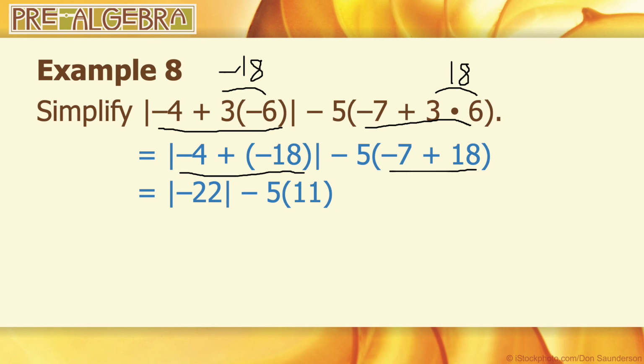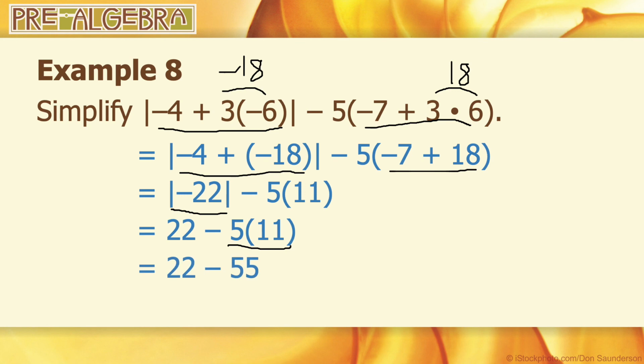So we have negative, the absolute value of negative 22 minus 5 times 11. What is the absolute value of negative 22? 22 minus 5 times 11. I need to do this first. 5 times 11 is 55. Then 22 minus 55. We're subtracting a bigger number from a smaller number, so this number will be negative. It's negative 33. All right, so that's it.